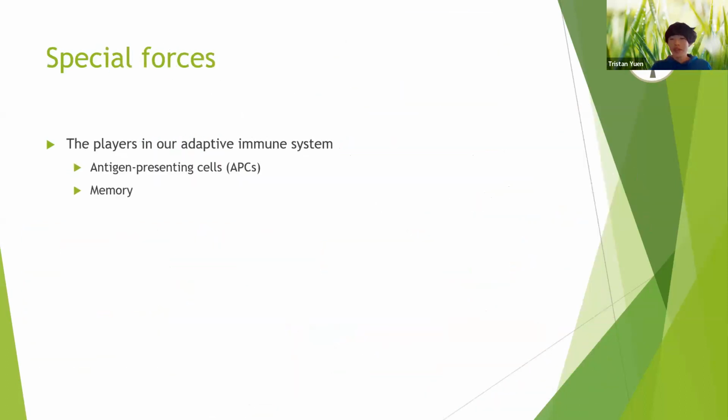So first, we're going to introduce these guys as the special forces. These are the guys who come in after everything has happened, and also keep fighting after everything has happened. The people in these are the SWAT team. These are the antigen presenting cells, the APCs, and then the memory cells. And to answer George's question, the memory cells are the reason why we can memorize these viruses.